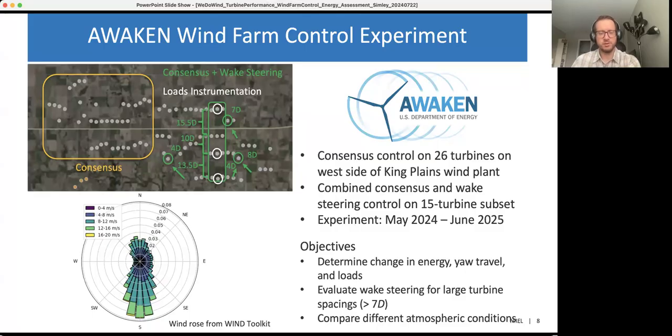So anyways, I won't show any results from this experiment. We just started modifying the turbines to implement wind farm control in May, and we're really still in that initial phase where we're kind of working through the normal issues of starting a new control strategy. And so this will take place until June or July next year. So we should get about a full year of data from this experiment.